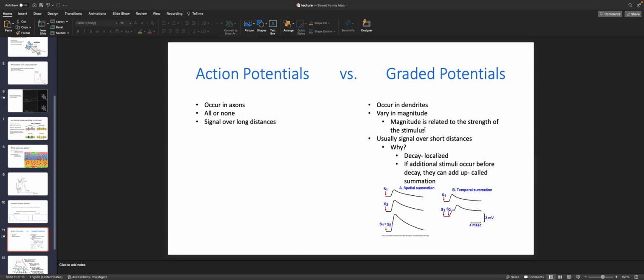So you can have a really strong synapse, and that would cause a stronger graded potential compared to a weak synapse, which might cause a weaker graded potential. You can also have summation of these things in the dendrites.